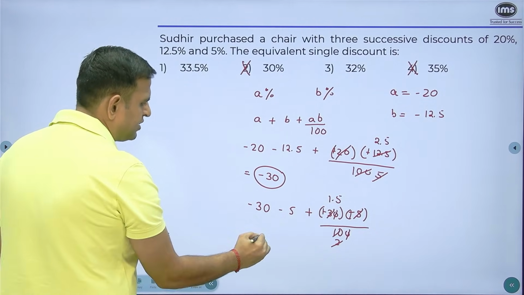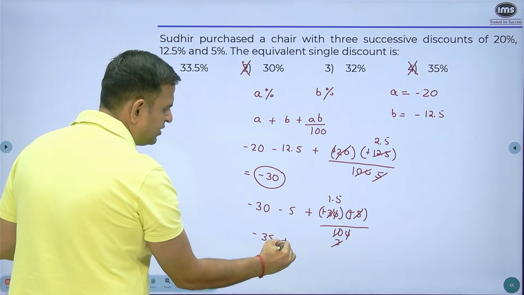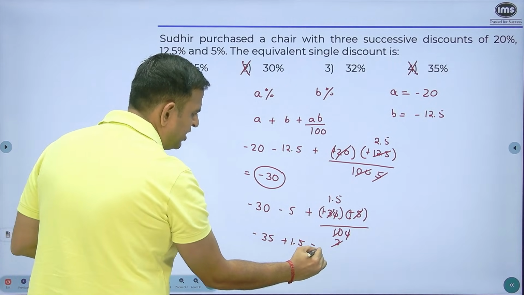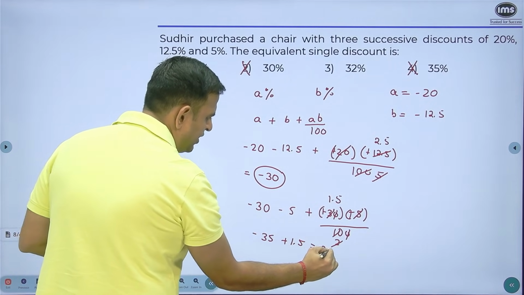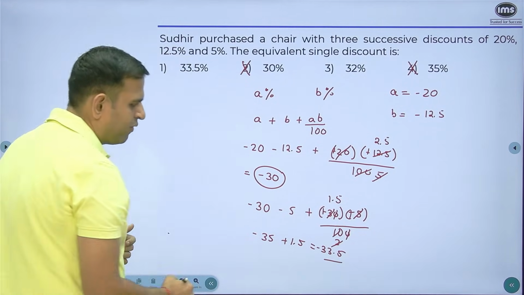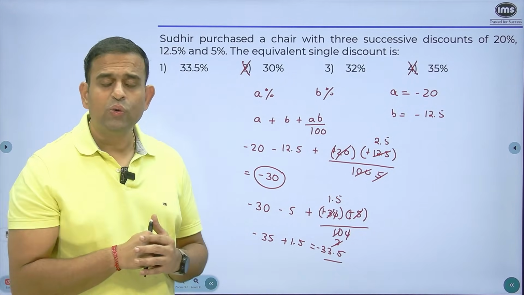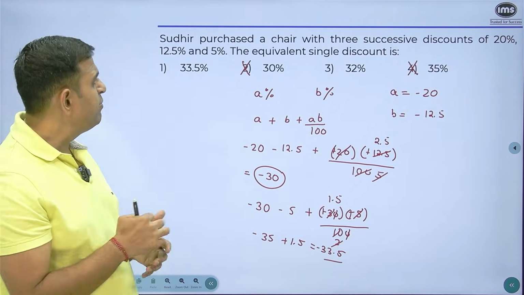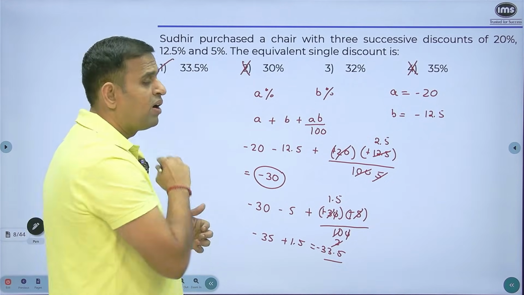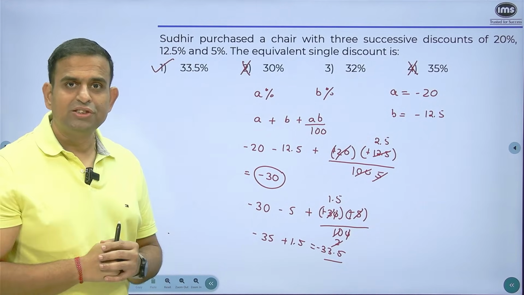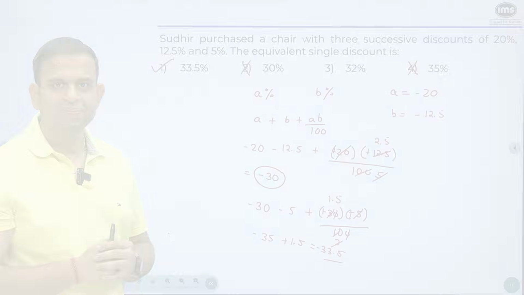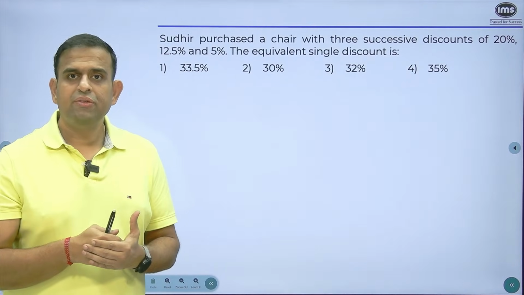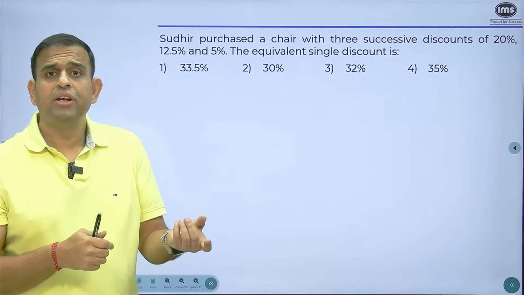You are going to get minus 35 plus 1.5, and this will lead to minus 33.5. So it's an effective discount, one can say, of 33.5%. So one will choose to mark option number 1 as the answer for this particular question. Let's look at one more method, in case someone wants to start with the number 100.